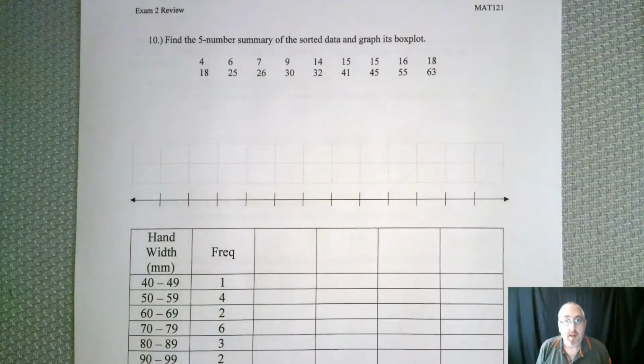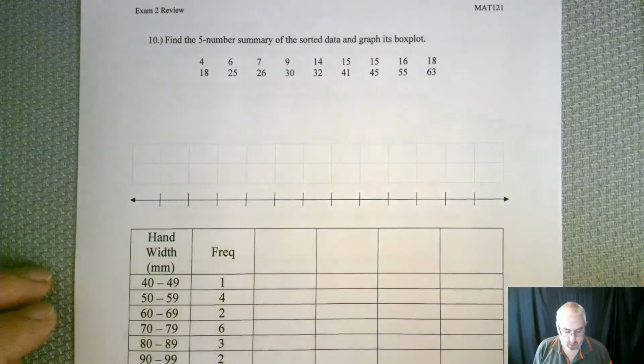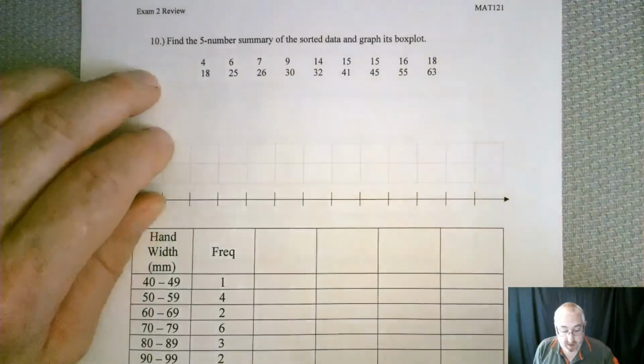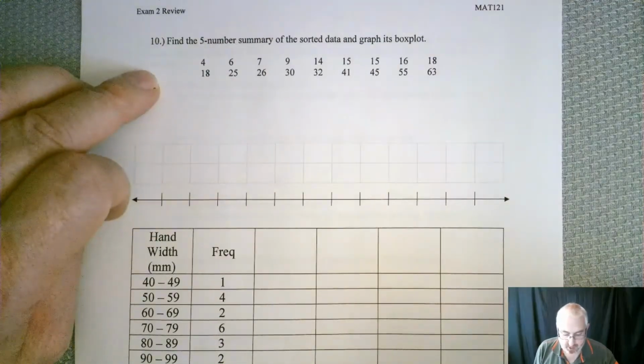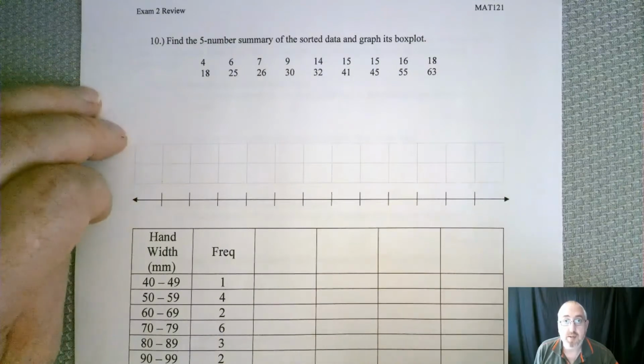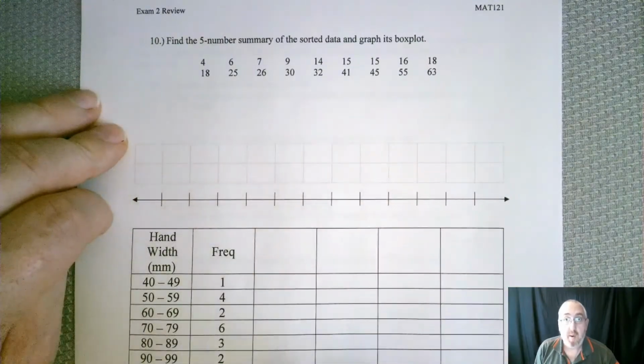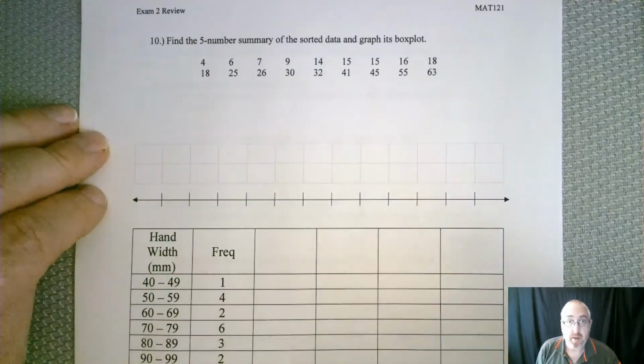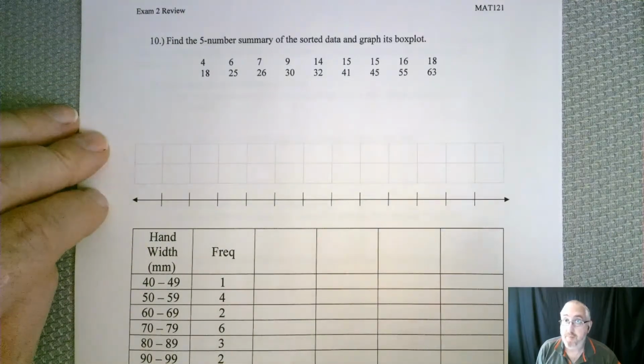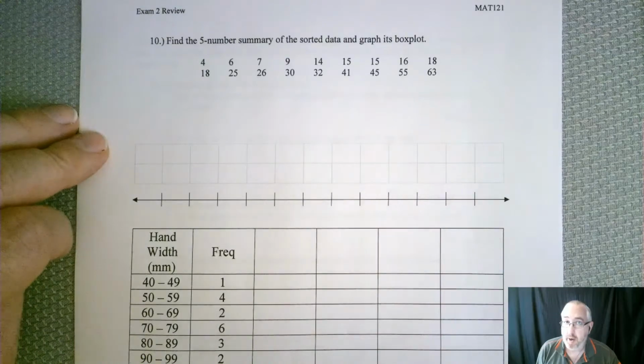Right, welcome back, and let's see if we can knock out some more of this review test. So find the 5-number summary of the sorted data in a graph. It's a box plot. So again, it's sorted, so it's already in numerical order, so that's good. So now we just need to find our 5-number summary. So what is in your 5-number summary?